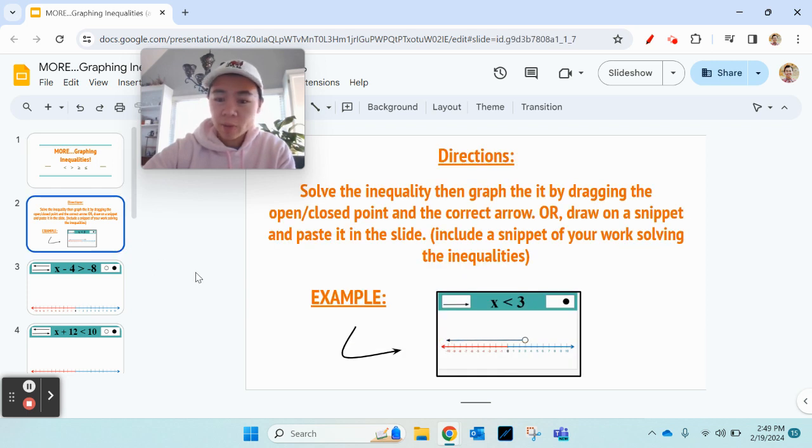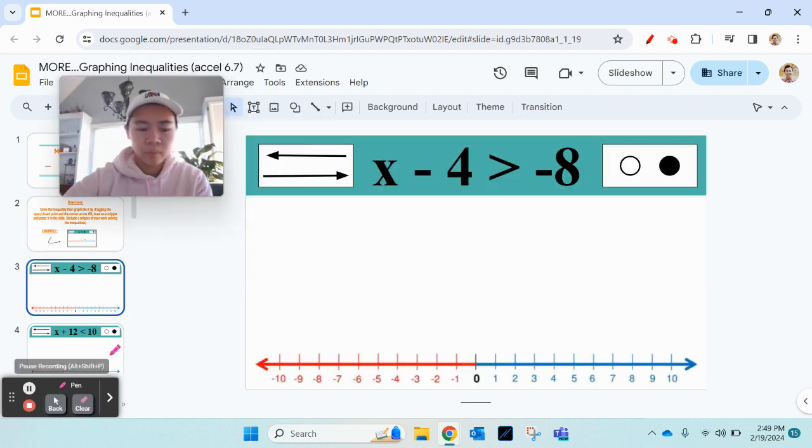So for this assignment, we are solving the inequalities. You're showing me your work, you're putting a snippet in your slides, and then you're graphing it on the number line as well. You can show me your work in a screenshot, or on paper and insert a picture, whatever you like, as long as I can see your work and your graph. So our first problem is x minus 4 is greater than negative 8.